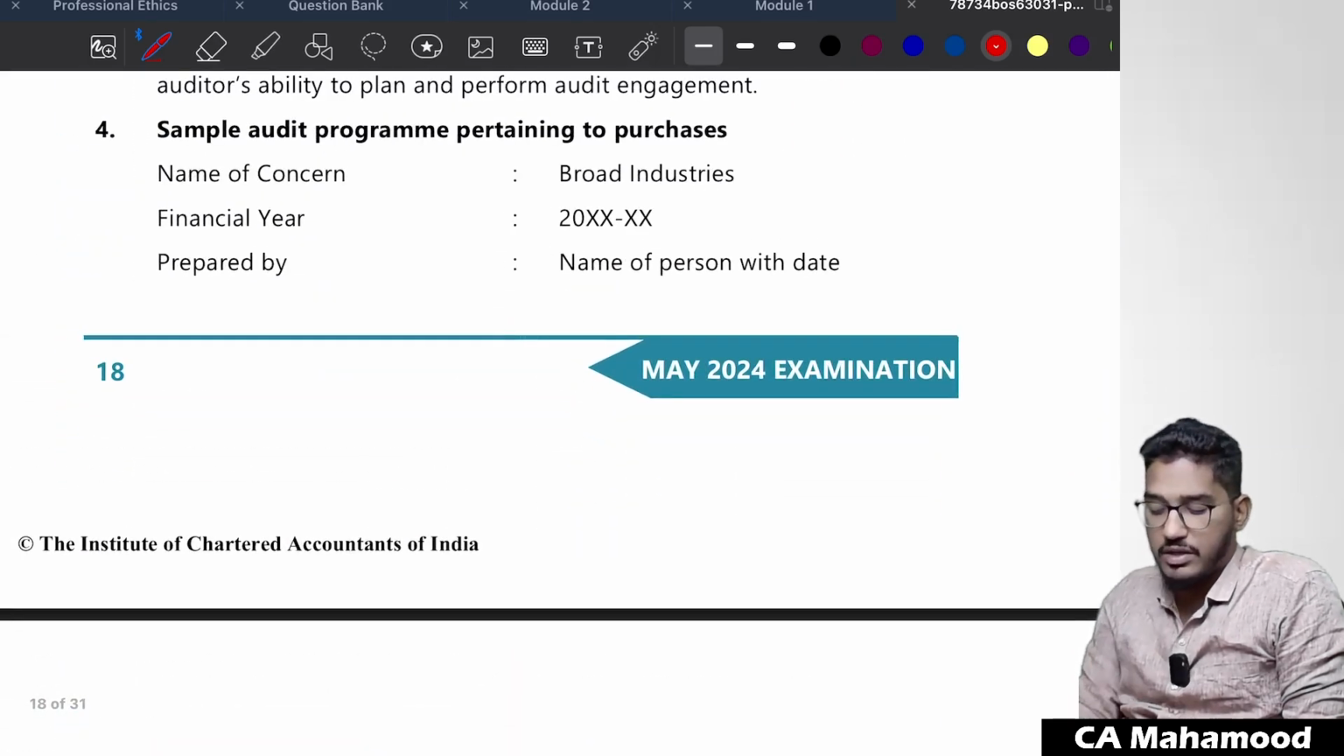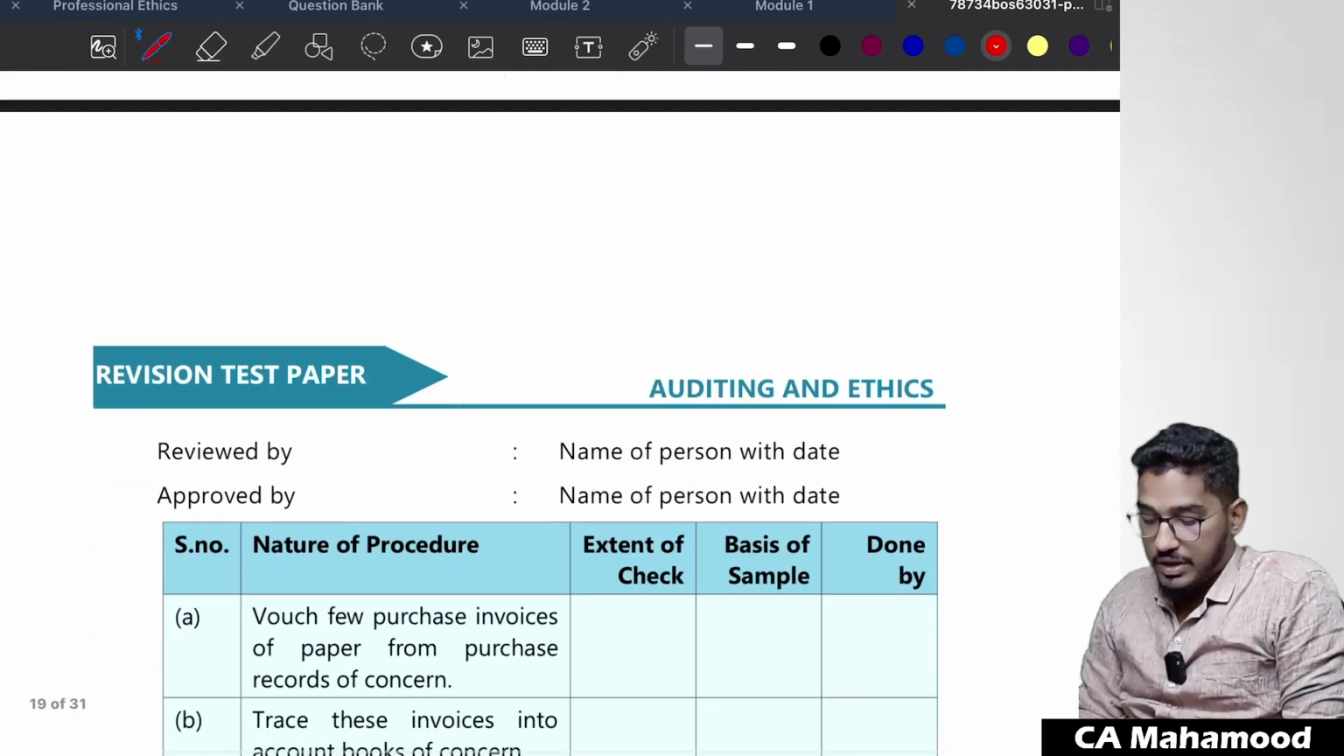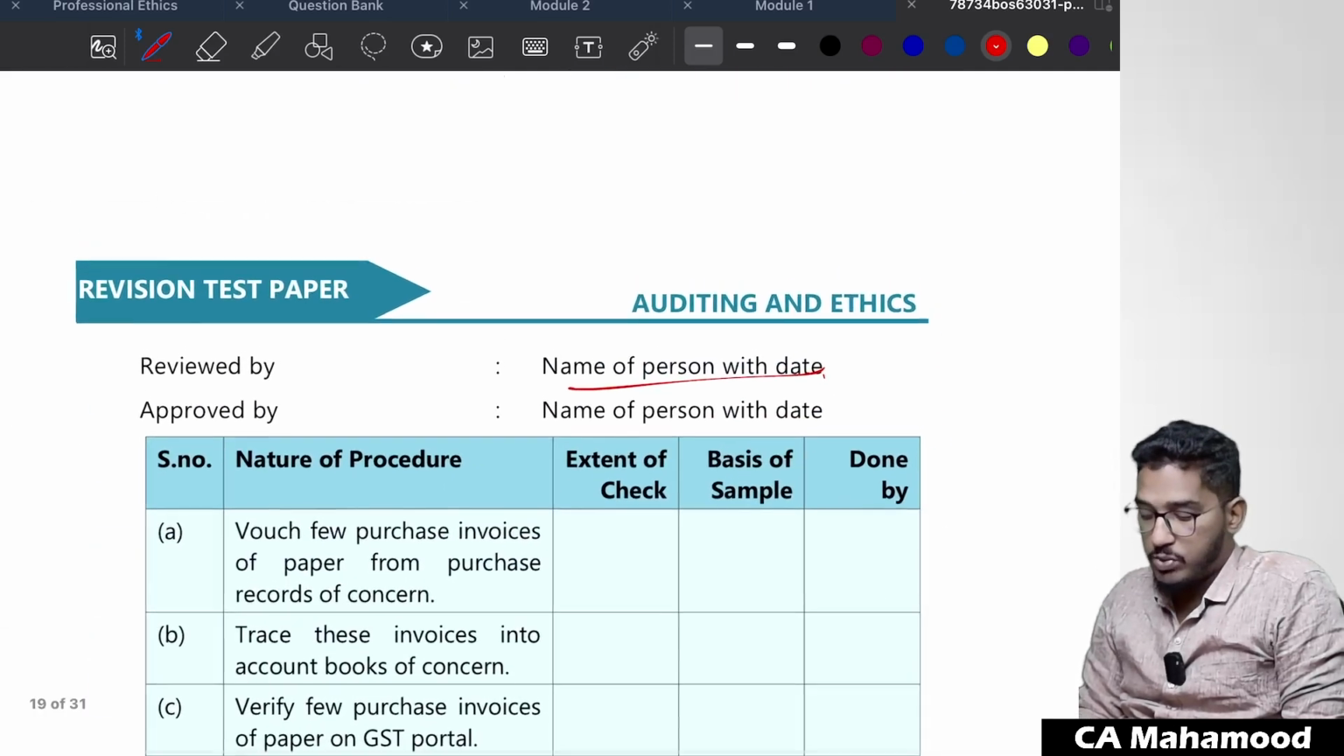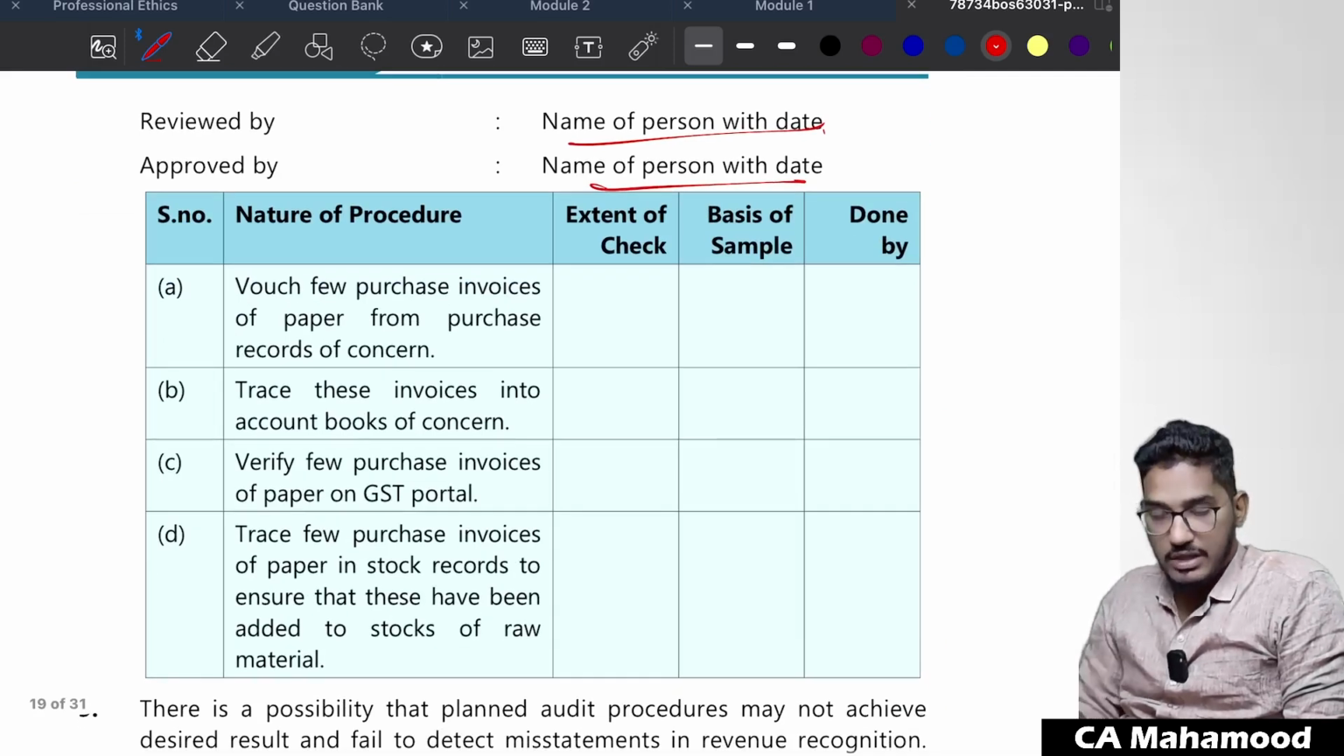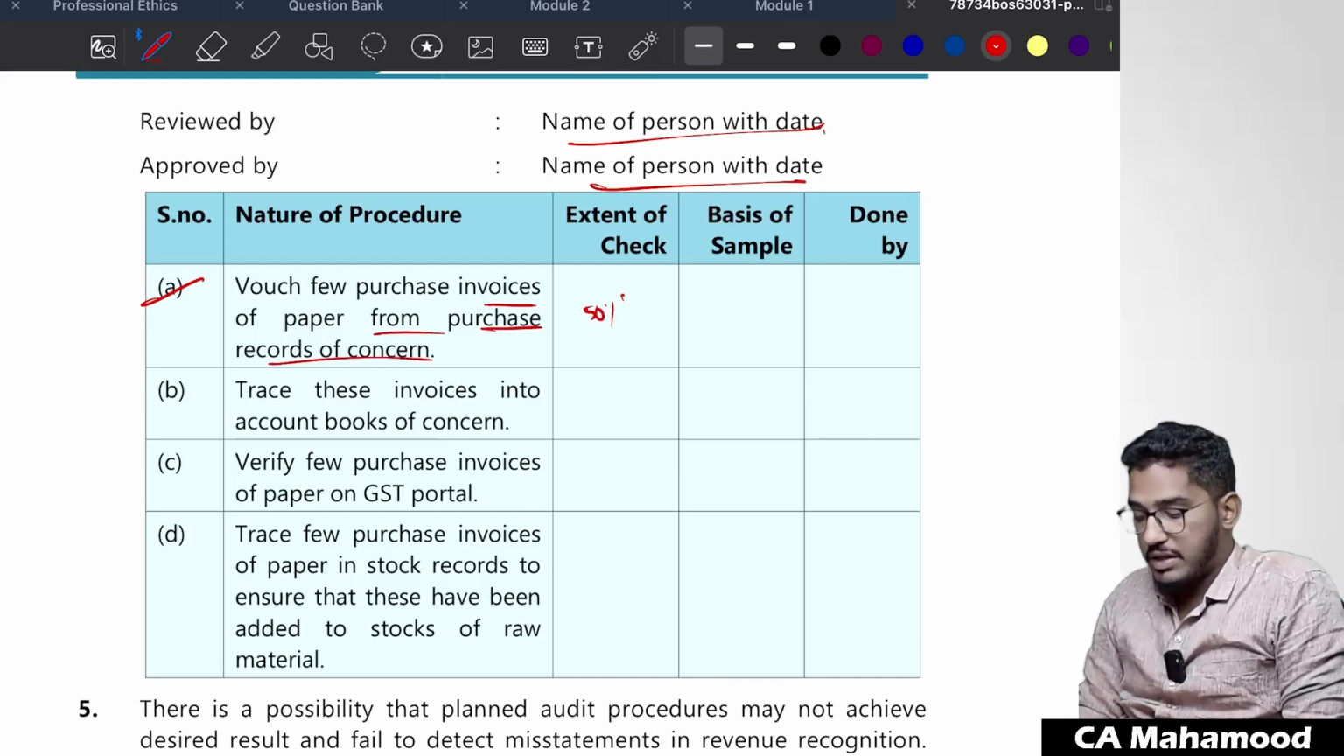So they have given a format here. You have to tell the name of the concern, for which client you are doing the audit, for which financial year you are doing the audit, who prepared this audit program, who reviewed this audit program, and who approved this audit program. And then you have to write the list of procedures also, like watch few purchase invoices of paper from purchase records of the concern. What is the extent of checking? So who is doing, how much checking are you doing? For example, are you checking 50%, 10%, 20%?